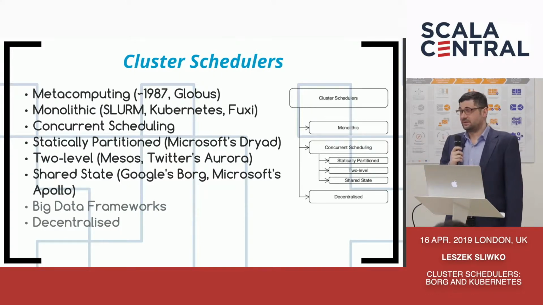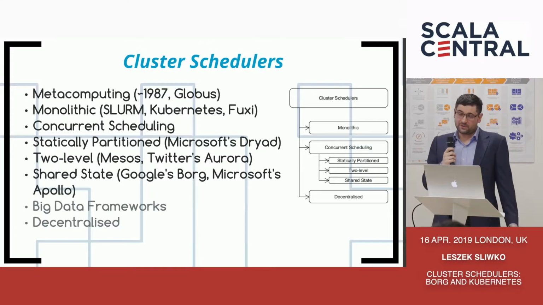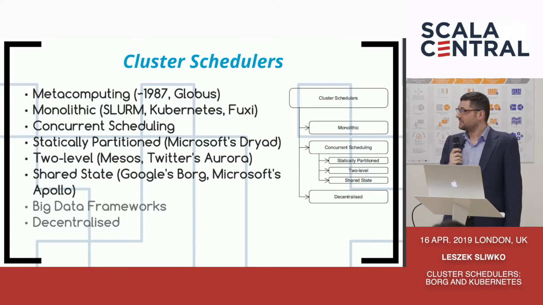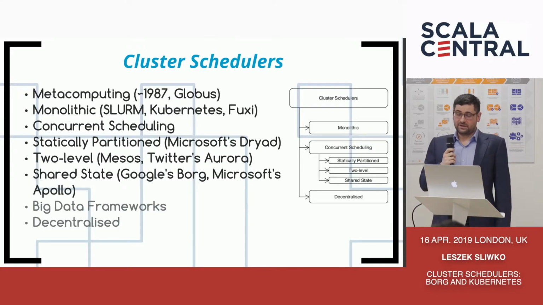This didn't scale that much. You can run about 5,000 machine nodes in this architecture. Alibaba Fuxi claims to have about 10,000 nodes. You cannot really verify that. However, this is probably the scalability limit. Next came Microsoft Dryad.